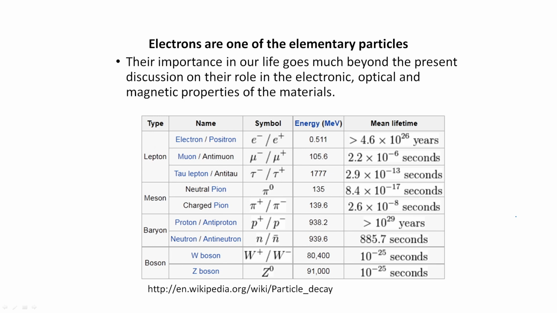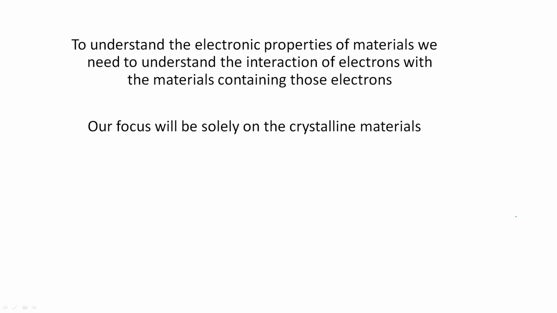Electrons are the ones which do this job, and they are elementary particles. Their importance in our life goes much beyond the present day discussions on their role in electronic, optical and magnetic properties of materials. There are many other particles other than electrons, like leptons, mesons, baryons, bosons. Let us not go into all these things, just to show you that electrons are also an important elementary particle which contributes to electrical properties. So, to understand electrical properties of materials, we need to understand the interaction of the electrons with the material containing those electrons. But we will focus mostly on crystalline materials. Well, let us not talk much about glasses and other things.